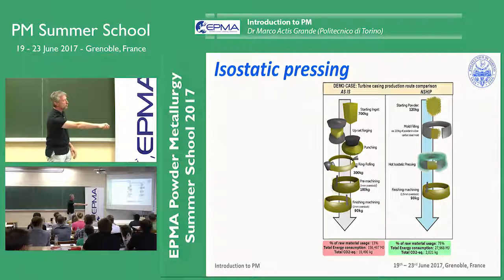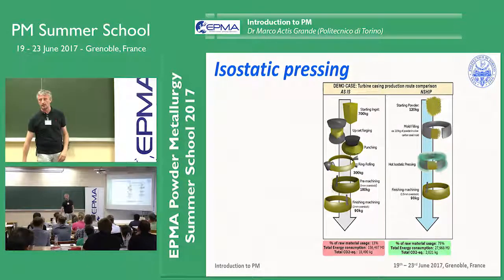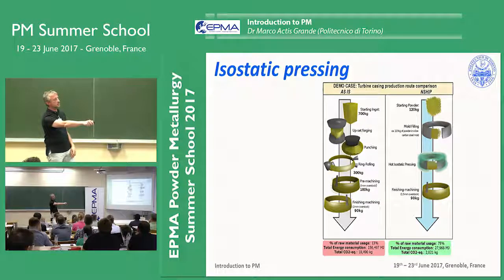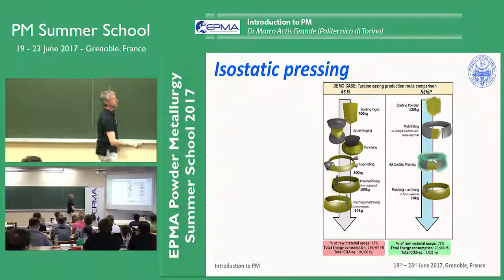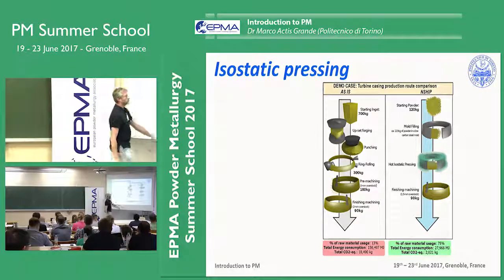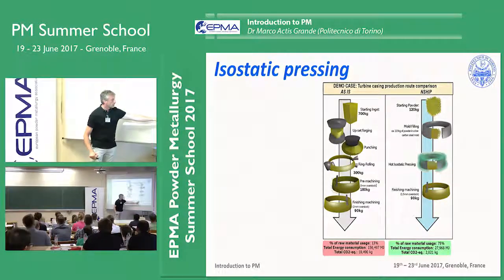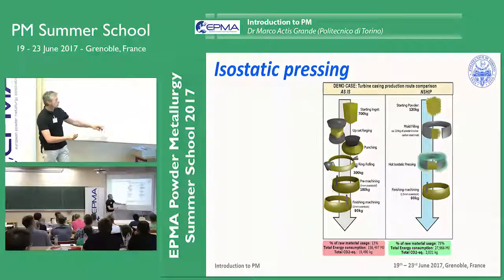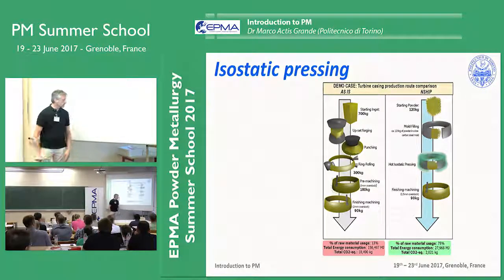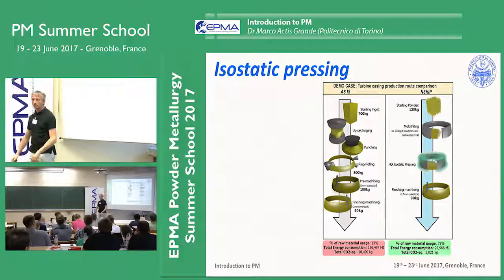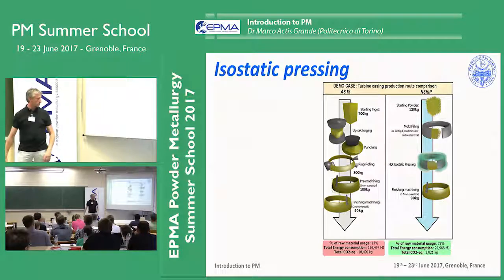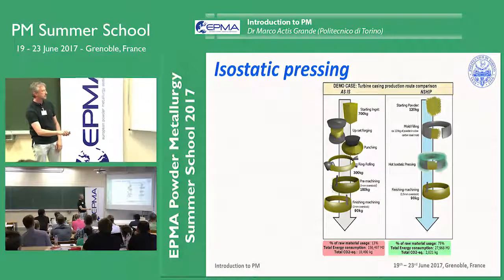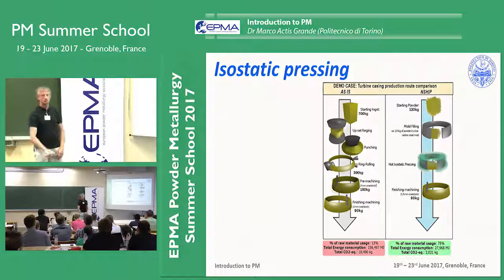Percentage of raw material usage, 13. What is coming out by the hot isostatic pressing? You start with 120 kilos, you end up with 90 kilos, percent of raw material use, 75. Total energy consumption, 155.500 megajoule, 27. Total carbon dioxide equivalent, 10.5 versus 2.0.